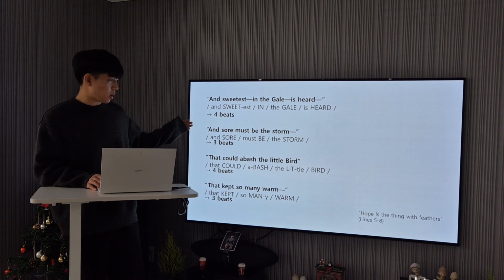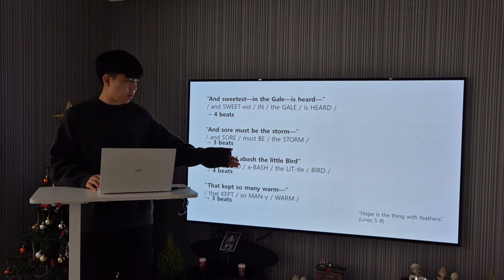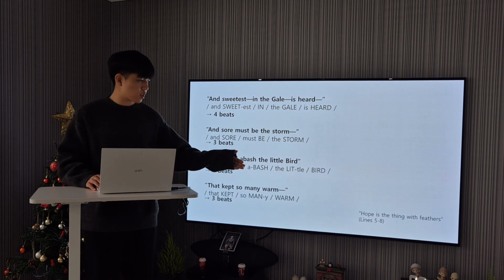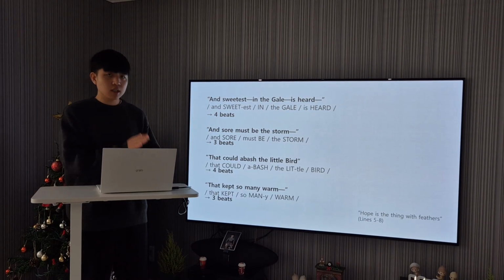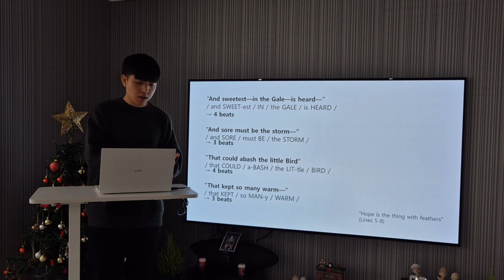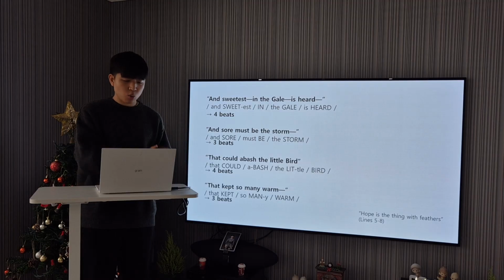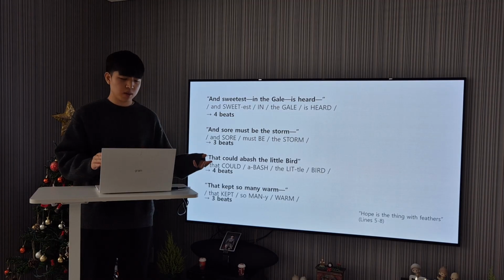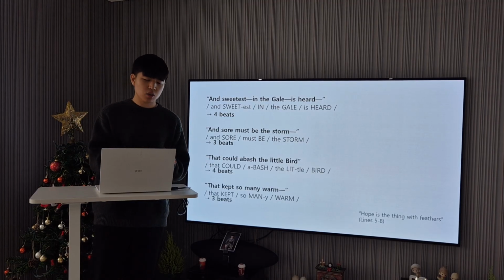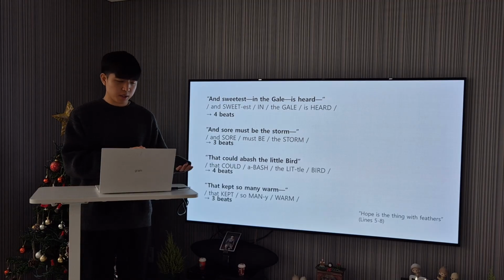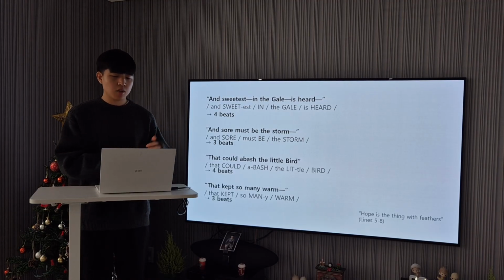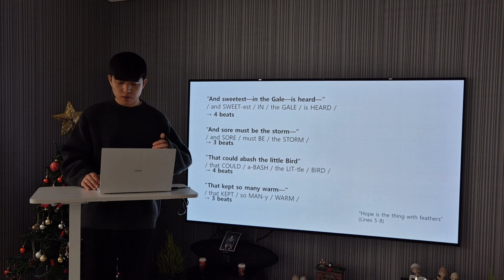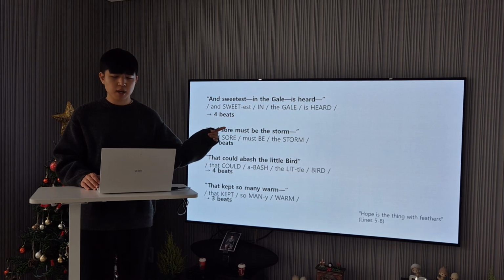So this is an example. Emily Dickinson's poem, Hope is a Thing with Feathers, lines 5 through 8. Let me read this. And sweetest in the gale is heard, 4 beats. And sore must be the storm, 3 beats. That could abash the little bird, 4 beats again. That kept so many more, 3 beats. So this is a 4-3-4-3 rhythm, which is a hymn-like rhythm.